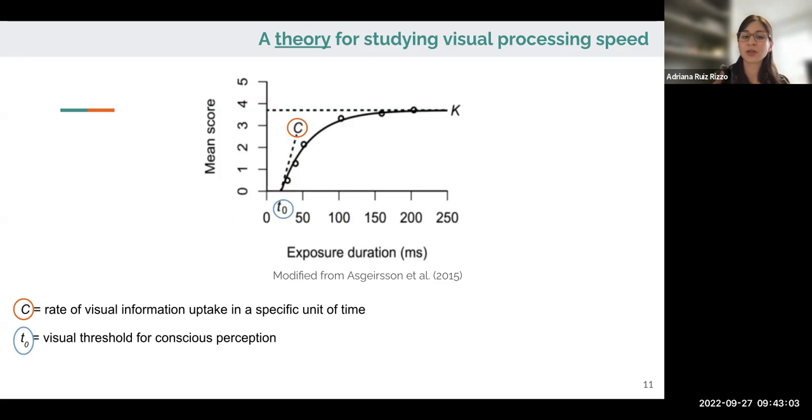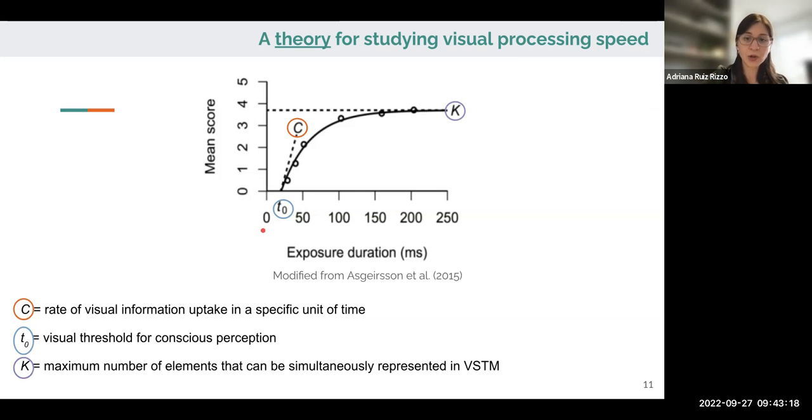This is a measure in milliseconds that varies across individuals and indicates the time below which we cannot consciously perceive any stimulus. And finally, we also have K, which is the maximum number of elements that can be simultaneously represented in visual short-term memory. This is the asymptote of the curve and represents the maximum capacity of visual short-term memory.